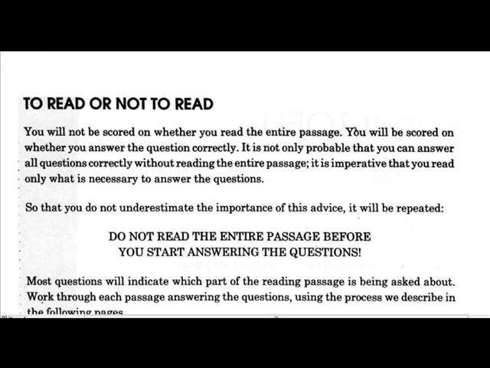Now, there's a question: to read or not to read. These are tactics for helping you to make a better score. You will not be scored on whether you read the entire passage, okay? You'll be scored on whether you answer the questions correctly. It's not only probable that you can answer all questions correctly without reading an entire passage, it's imperative that you read only what is necessary to answer the question.